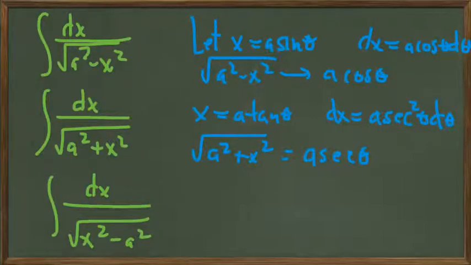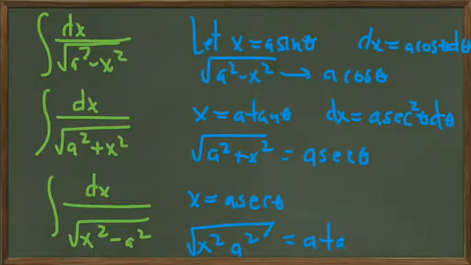And then in this last type, we let x equal a secant theta. The radical x squared minus a squared turns into a tangent theta, and the dx is a secant theta tangent theta d theta. So let's take a look at an example involving each one of these substitutions.